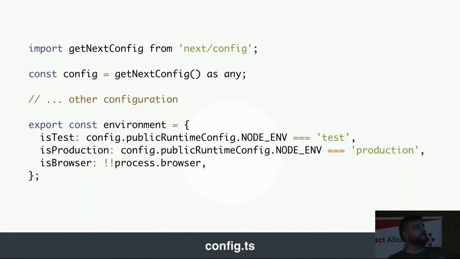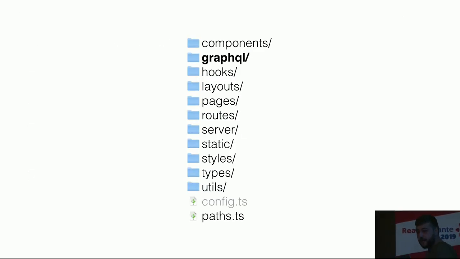Another interesting thing is this environment thing. Especially when you do server-side rendering, it's important to know if you're in the browser, in production, or in a test environment, because we have end-to-end tests, and sometimes we need some stuff to be marked as test. Another interesting folder is the GraphQL stuff. A lot of our system is built on top of GraphQL. It's a big bet. Hopefully it pays out someday. I mean, it pays out now.